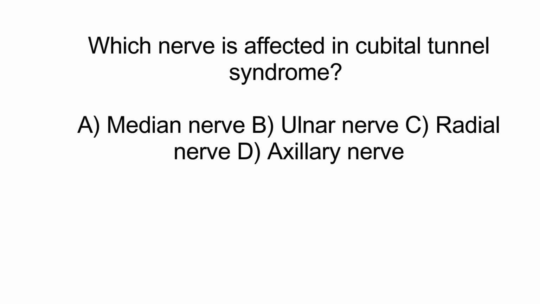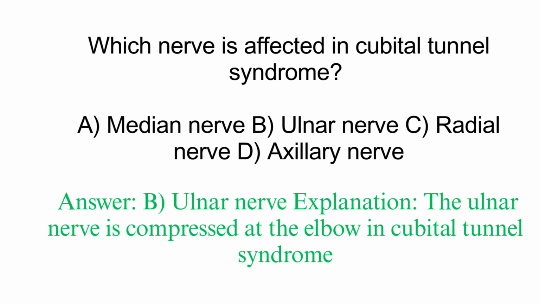MCQ 12. Which nerve is affected in cubital tunnel syndrome? A. Median nerve. B. Ulnar nerve. C. Radial nerve. D. Axillary nerve. Answer. B. Ulnar nerve. Explanation. The ulnar nerve is compressed at the elbow in cubital tunnel syndrome.